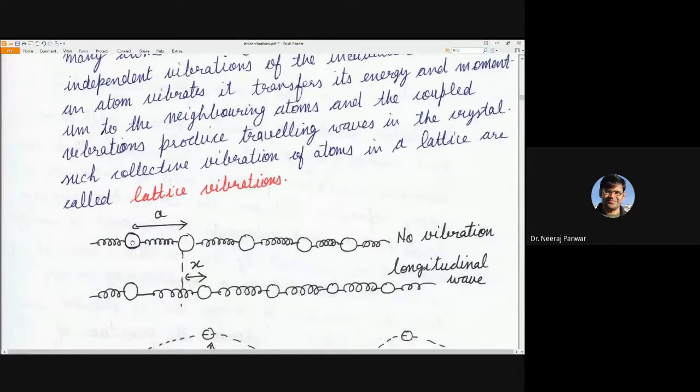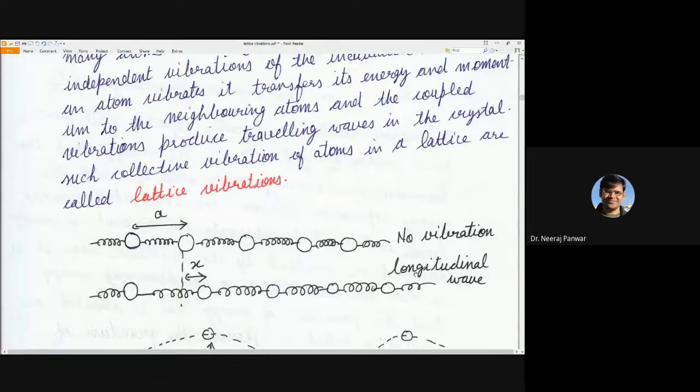So here we saw a one-dimensional chain of atoms attached to each other through springs. The equilibrium interatomic distance is A, and this is how we capture the vibration at any instant. So this second atom is displaced from its equilibrium position by an amount x. So now the distance between the two atoms is A plus x. These are longitudinal vibrations, in which the atoms vibrate along the direction of propagation of the wave.